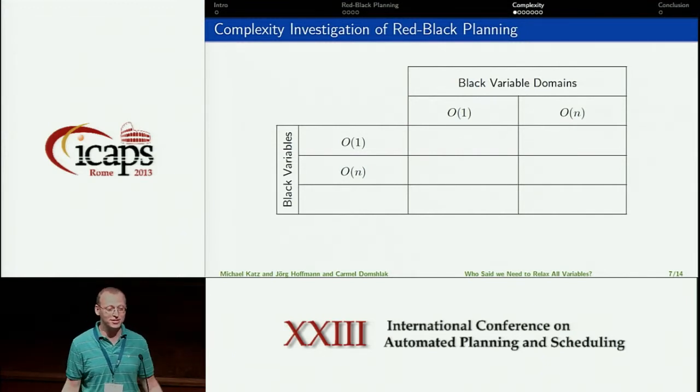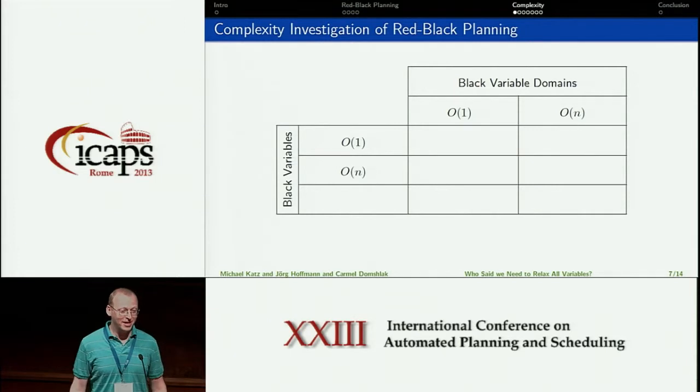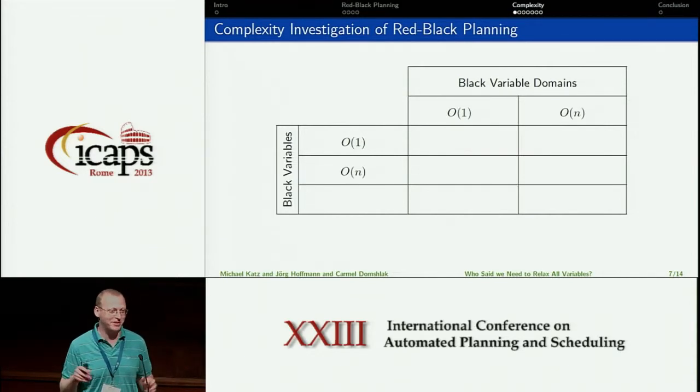Okay, so finally we come to the complexity investigation. So the interesting stuff. What's going on with red-black planning? What can we actually say about it? Well, in this table, and I was told that I have to have a table in each presentation, right? One table. So I have exactly one table, and here we have variables. Here you have variable domains. So in the first case that we actually investigated, what happens if you have only one black variable and the rest are red?